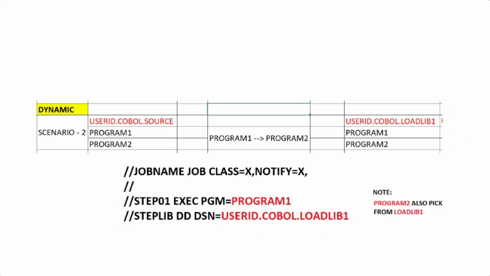The next scenario, dynamic 1: we have two programs and generated separate load modules into a single load library. This can also be given as in the previous one. We can give step library loadlib1. So program 1 will be picked up from load library 1, and when program 1 calls program 2, it is also found in load library 1, and both will be executed.